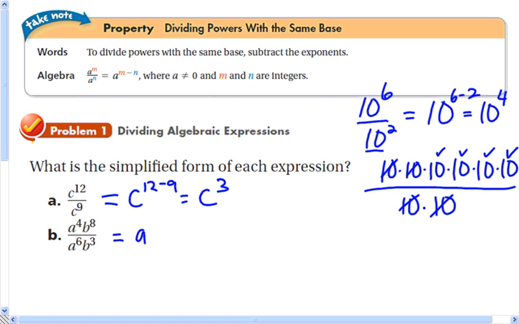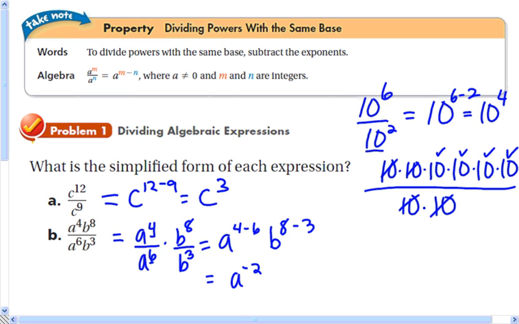On this one, let's separate the bases out. We can do that with division. a to the 4th over a to the 6th times b to the 8th over b to the 3rd is the same. So we have the same base, and we're going to subtract 4 minus 6. And then we're going to do b to the 8 minus 3. And that's a to the negative 2nd times b to the 5th.